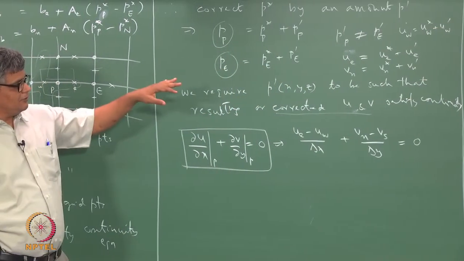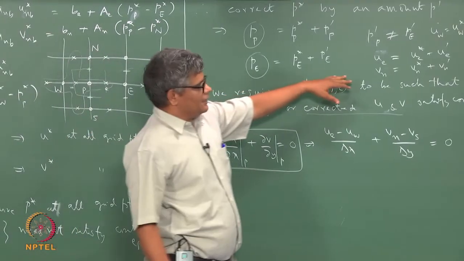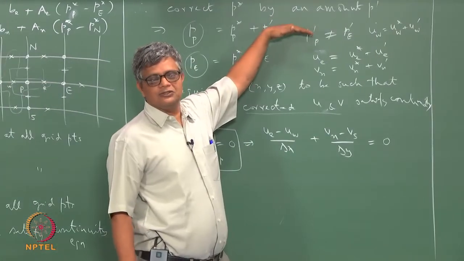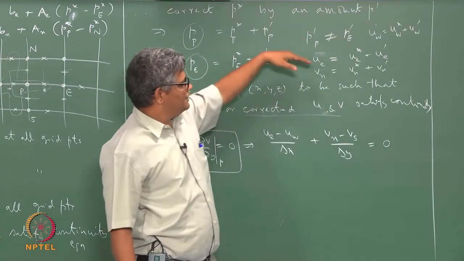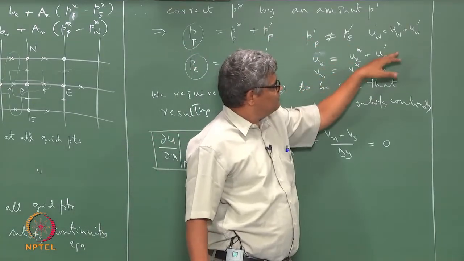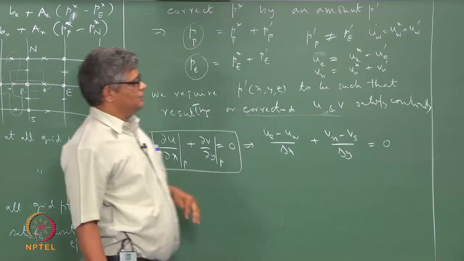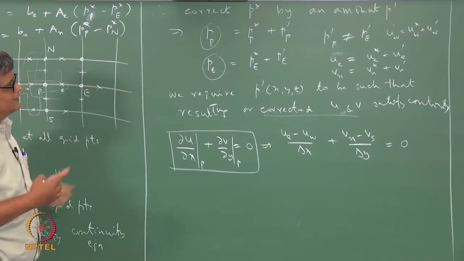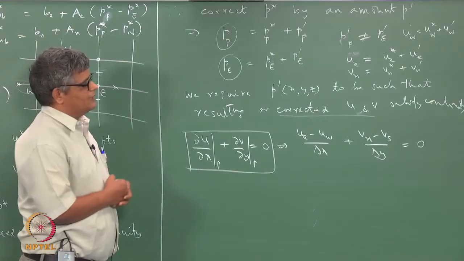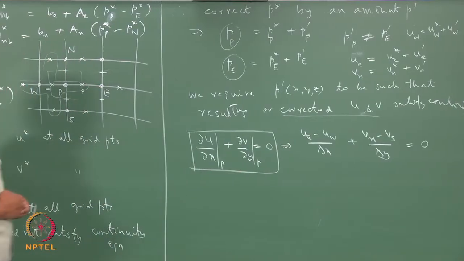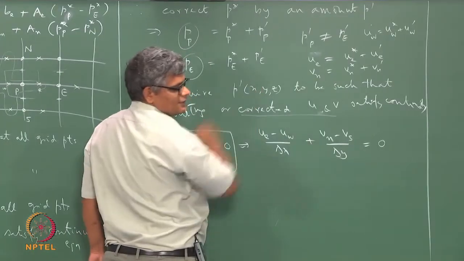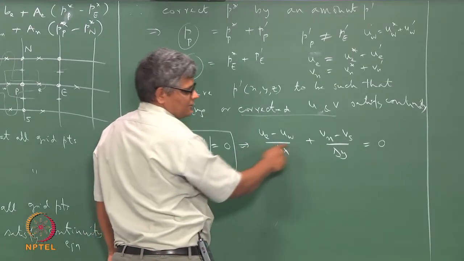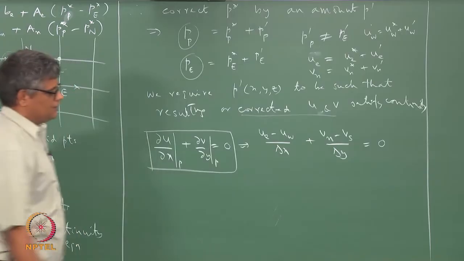So what we mean by this is that corresponding to when we introduce a pressure correction, there is also a velocity correction, and this velocity correction is specific to each location at which the velocity is being evaluated, and in the general case this velocity correction is not the same at all points. So now these are supposed to be the corrected velocities, and they are supposed to be satisfying the continuity equation.